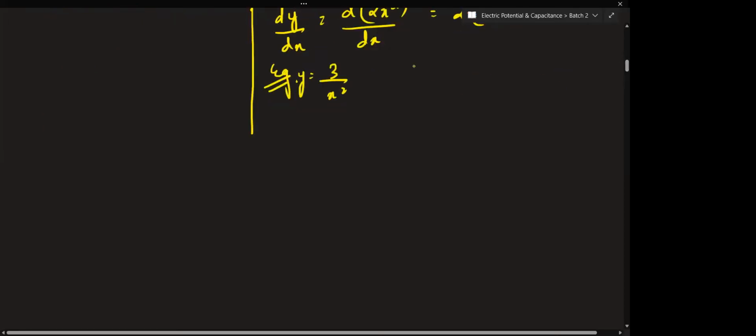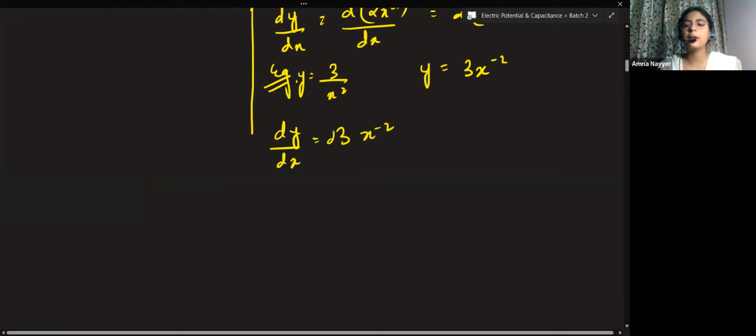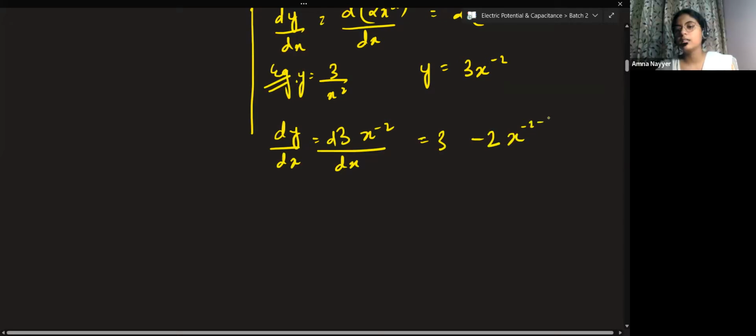See, y is equal to 3 by x squared. So we can write y as 3x to the power minus 2. X will go on the numerator side, so the power sign will get reversed. Now dy over dx means we are differentiating 3x to the power minus 2. The constant will come out first. Whatever is the constant, take it out. The power also comes out. Power is minus 2, and x to the power minus 2 is left. You subtract 1 from the power. So this term is 3 into minus 2 x to the power minus 3, which makes it minus 6 x to the power minus 3. All right, this was the solution.